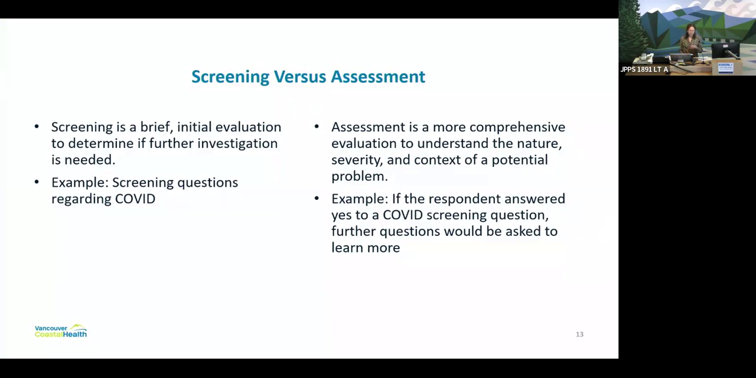So if you think back to when we had a pandemic, you'd be asked questions like, have you traveled in the last 14 days? Do you have a fever? Do you have a cough? Do you have chills and so forth? Simply, you would answer yes or no to those questions.